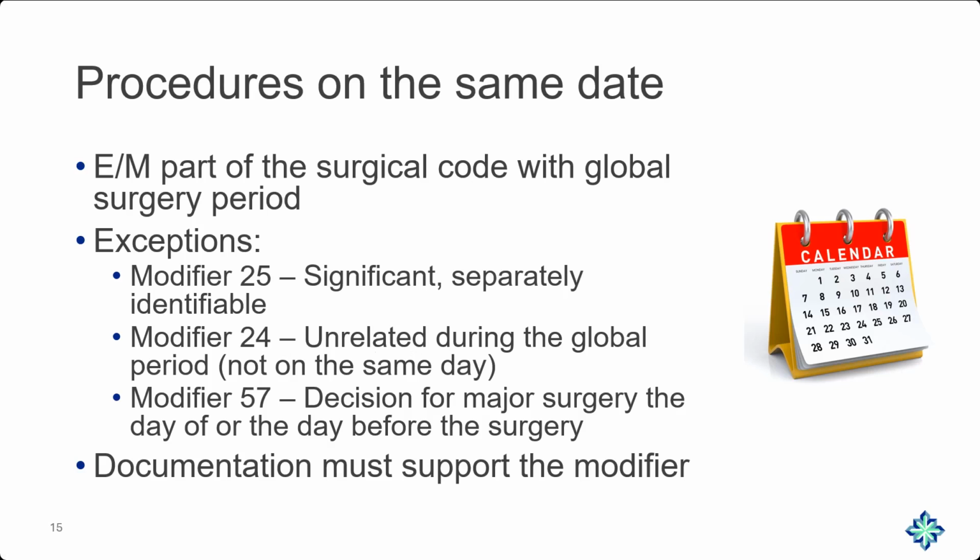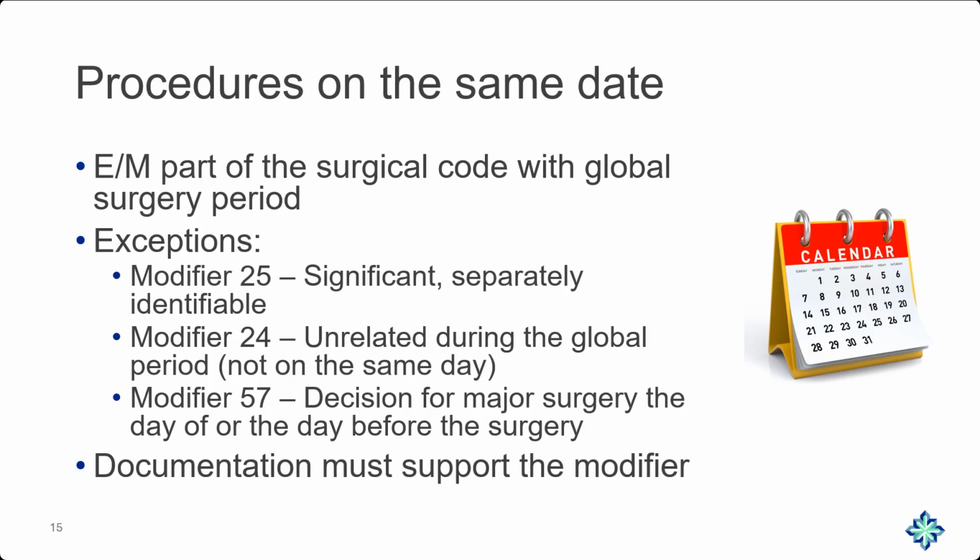We also received some questions about modifier 57. Modifier 57 is the practitioner's decision for a major surgery. So this is going to be a surgery with a 90-day global period. And it's the decision for that major surgery on the day of or the day before the major surgery. So you're deciding that they need surgery now. We're either doing it today or we decided yesterday we needed to do it.